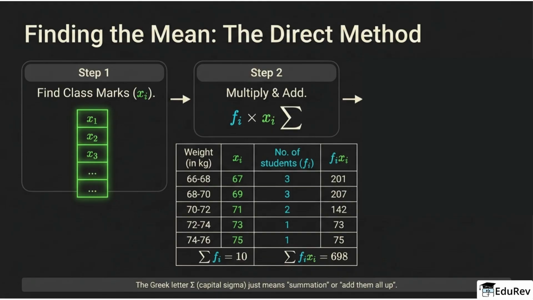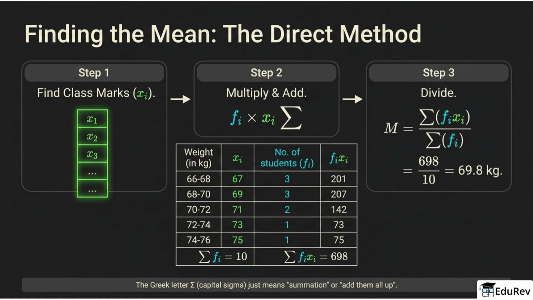The Greek letter capital sigma simply means summation, or add them all up. Step 3. Divide. Using the formula m equals the sum of f sub i times x sub i divided by the sum of f sub i, we take our total of 698 and divide it by 10 to get a mean of 69.8 kilograms. The direct method is straightforward, so why do we need to learn other more complicated formulas?